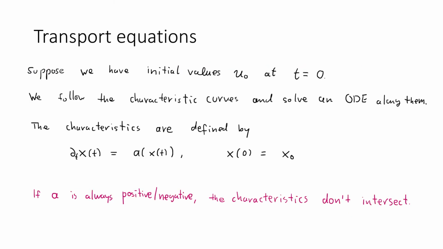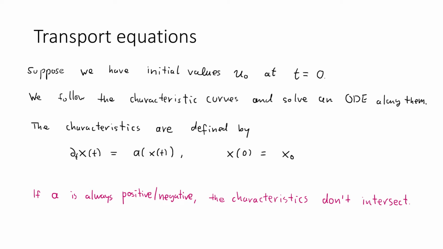The underlying idea of characteristics is that we can rewrite the partial differential equation as a family of ordinary differential equations. For that purpose, we need to identify curves along which the partial differential equation looks like an ordinary differential equation. And the very first step in this context is, of course, to identify the curves in the first place. So suppose we have got some initial values u0 at time t equals 0. We want to follow the characteristic curves and solve the corresponding ordinary differential equations along them.